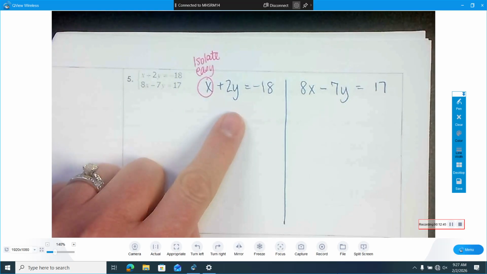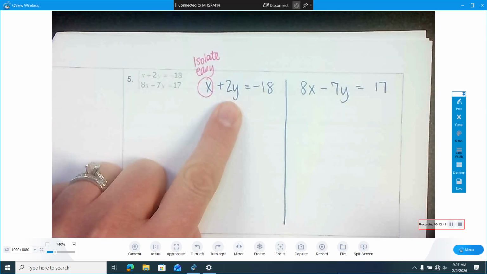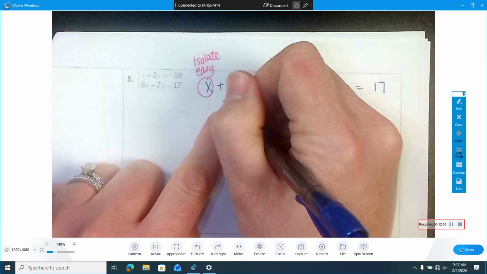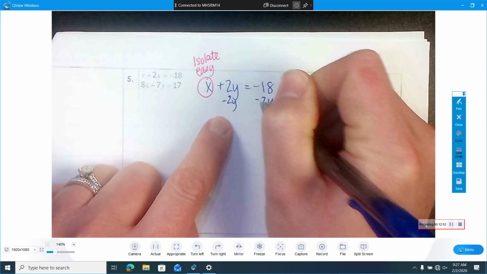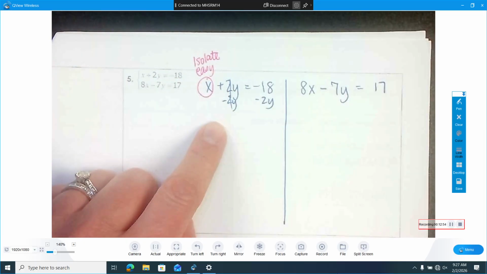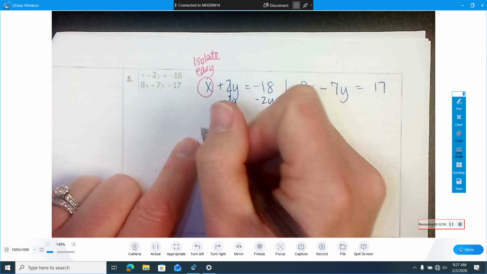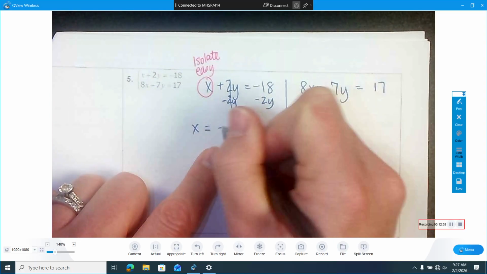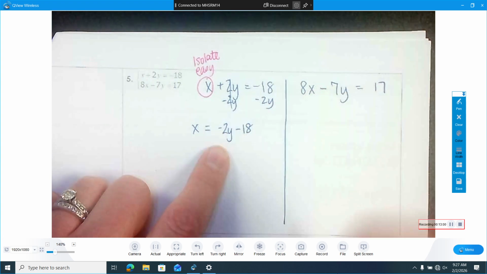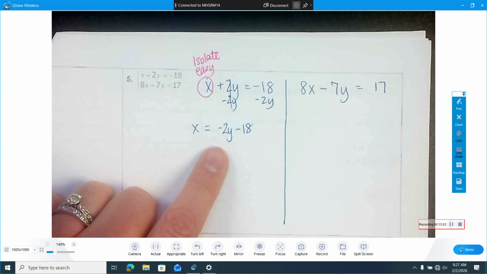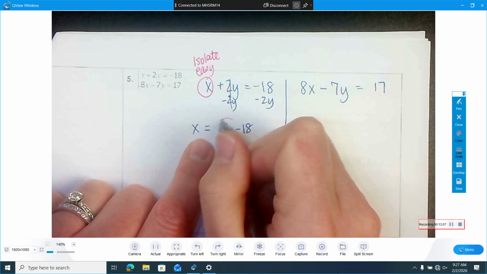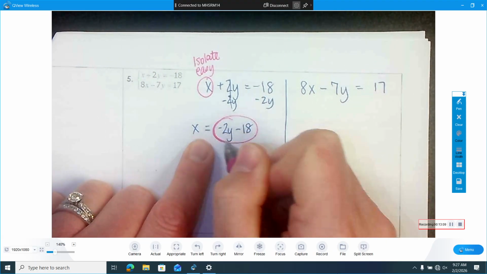So how do I get rid of the 2y? Subtract 2y. All right, we get x equals a negative 2y and a negative 18. And now the x is all by itself. The x is equal to all of this stuff.